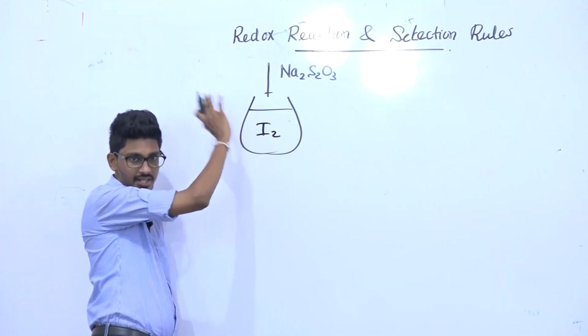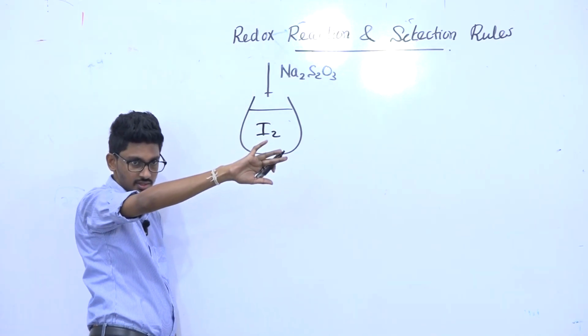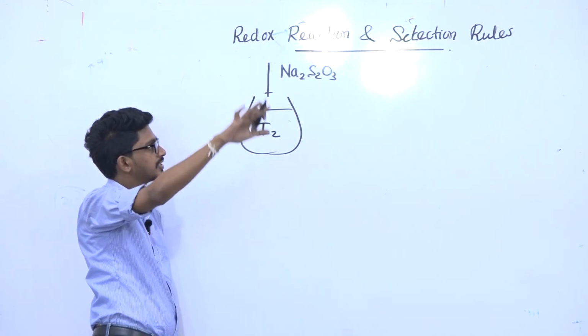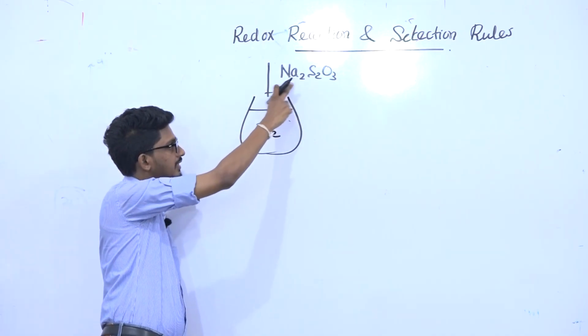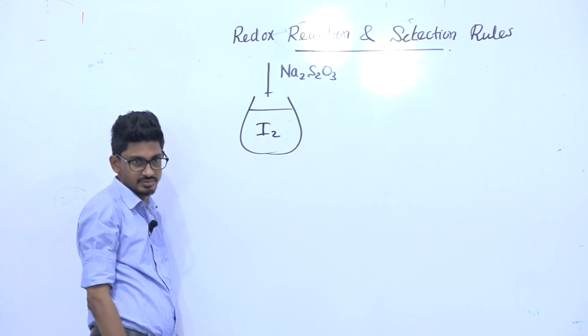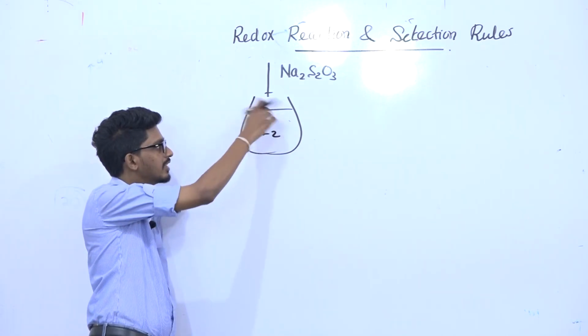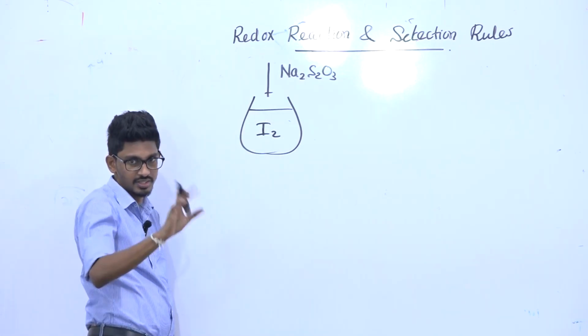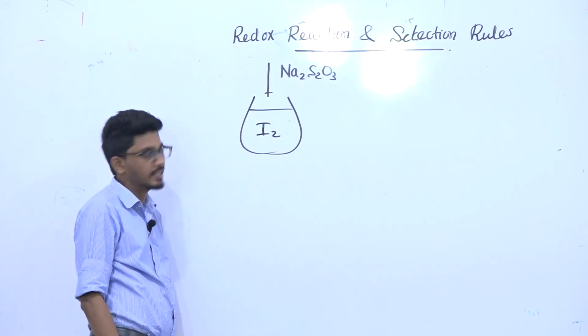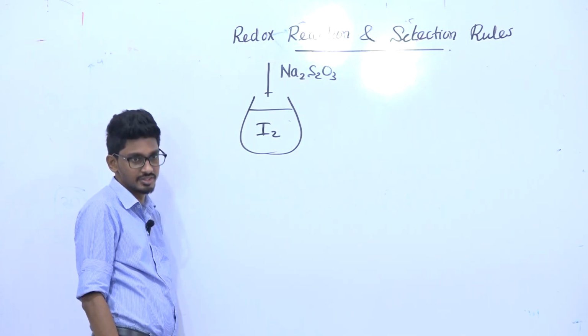No need to worry about any other species available in the flask. If the thiosulfate is the one you are adding from the top, right? Okay. So that is referred to as the iodometric titration. So what is the reaction here?